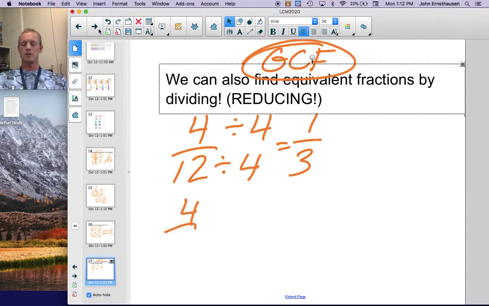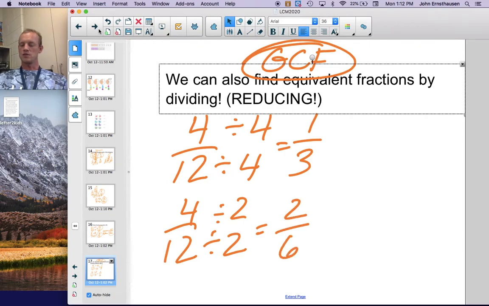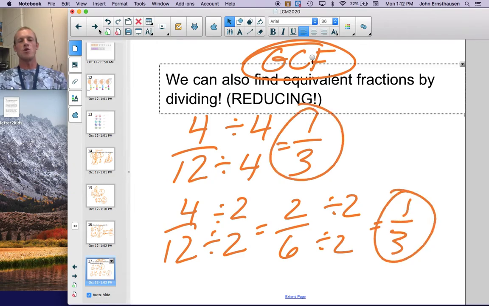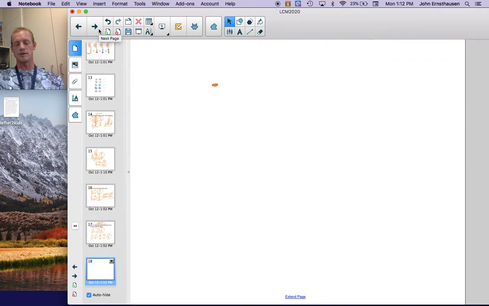But I want to show you something else here with division. Let's say you thought you should have divided by 2. You get 2/6, and you can still reduce that to equal 1/3. It doesn't matter if you always pick the GCF, as long as you pick a common factor, because a common factor is like a common divisor. So let's work on some reducing here. You guys should have your whiteboards out.